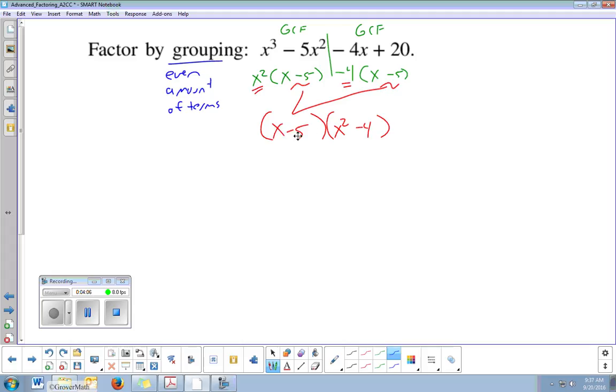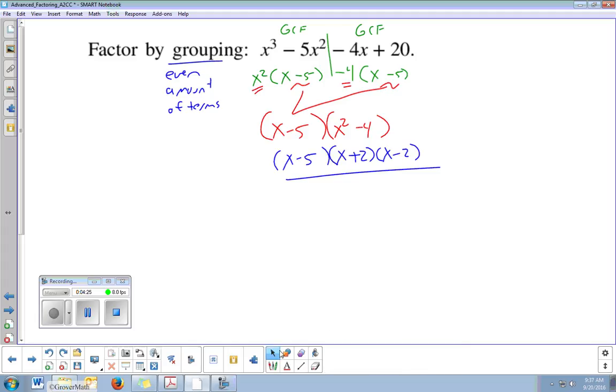Is there a GCF here? Can this be factored? Is it a DOTS? No. Is there a GCF here? Is it a DOTS? Yes. X squared minus 4 is a difference of 2 squares, can be factored to x plus 2 and x minus 2. And then, of course, we have the x minus 5. Done.